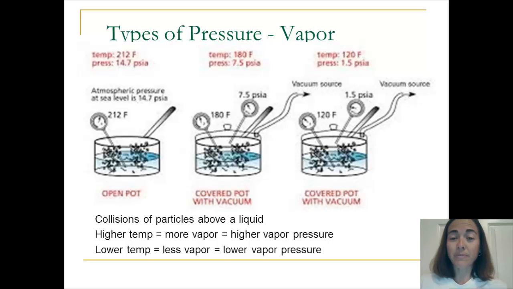The more vapor you have above the liquid, the more collisions you'll have, the higher the vapor pressure. Now this slide shows you how that's related to temperature. In the first graphic, the temperature is 212 degrees Fahrenheit and the pressure is 14.7 psi. If you lower the temperature to 180, the pressure decreases by about half, and if you lower the temperature again to 120 degrees Fahrenheit, the pressure is all the way down to 1.5 psi, or pounds per square inch. What that tells us is that at a lower temperature, those molecules have less kinetic energy, so there are not as many collisions, and the collisions are not as vigorous and as strong, so you get a lower pressure.